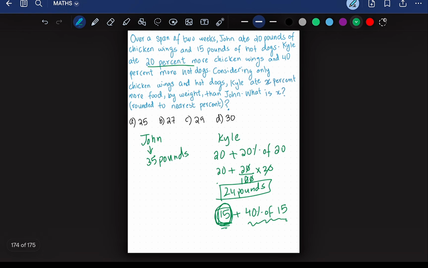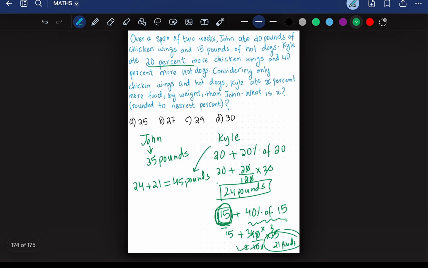Kyle must have had. So Kyle has had 15 plus 40 over 100 times 15. So we cancel these zeros. It's 2 times, it's 3 times, and then that's 2 times, so that's 6, so it's 21 pounds of hot dogs. So Kyle has had 24 pounds of chicken wings and 21 pounds of hot dogs, which means in total he's had 24 plus 21 pounds, which is equal to 45 pounds.